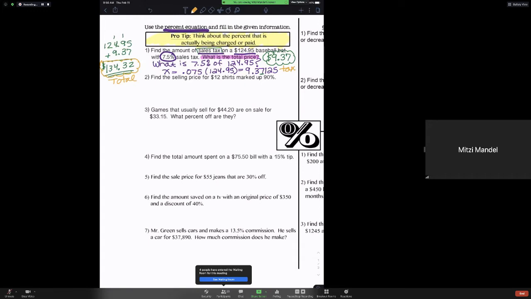All right. So the next question says, find the selling price for $12 shirts marked up 90%. So if someone's going to take that $12 shirt and raise the price by 90%, then the person buying the shirt is going to pay 190% of the price. You're not going to pay only 90%, because if the seller only charged 90% to the customers, they'd lose 10% of what they spent on the shirts. So when something's being marked up, it's always 100% the cost of the shirt plus whatever they're marking it up.